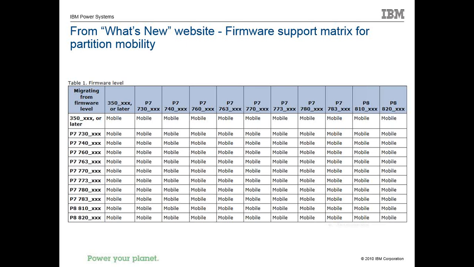At the bottom you see we've got 810s, and on the far right column you've got Power 8. So we can go between Power 6 and Power 8, and Power 8 back to Power 6, with mobility. That's why the What's New website has some decent charts like this that sometimes you can't find anywhere else.